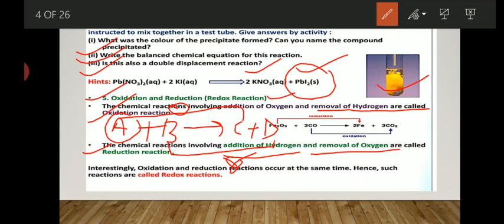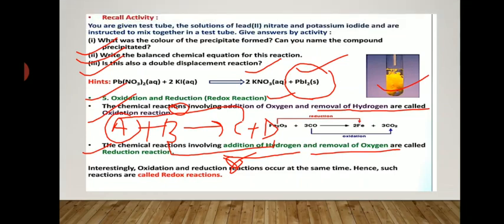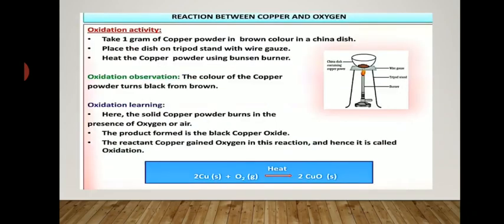Now I hope all of you understood that topic. This topic is very, very important. Now let's start our next topic, with some more examples by which we will understand the remaining topics. Now, the reaction between copper and oxygen to show the oxidation process.